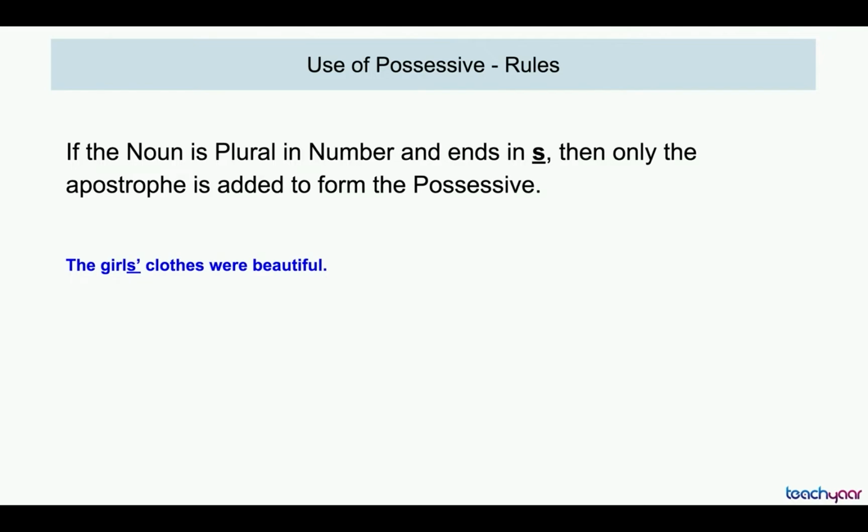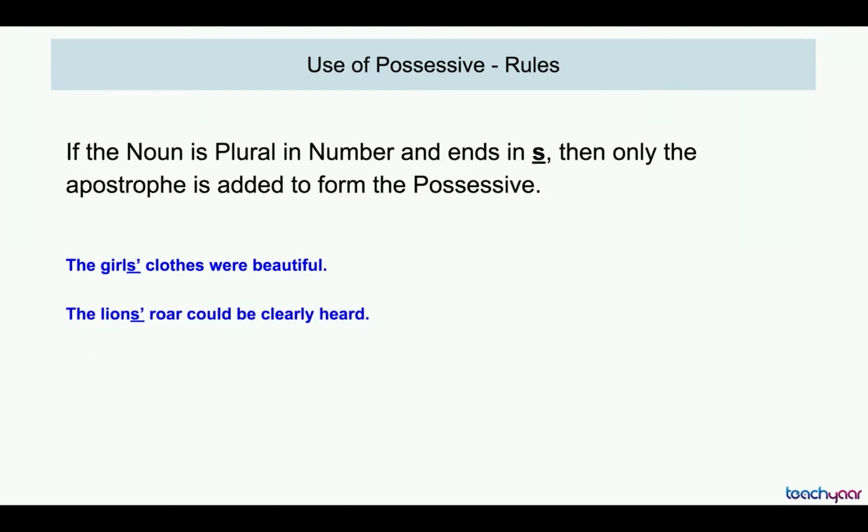The girls' clothes were beautiful. Now girl is singular. To make it plural, we have to add an S, so it becomes girls. Now if you want to show possession, if you add apostrophe S, it becomes too much of S, it becomes like hissing. So what we do is, in this case, when the noun is plural and there is an S already with that word, we just add an apostrophe. So girls and then put an apostrophe.